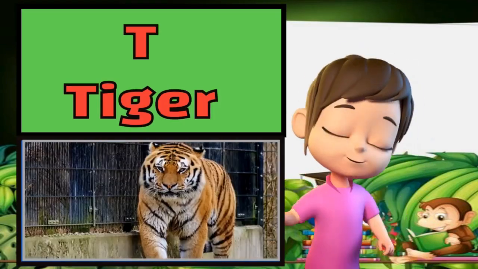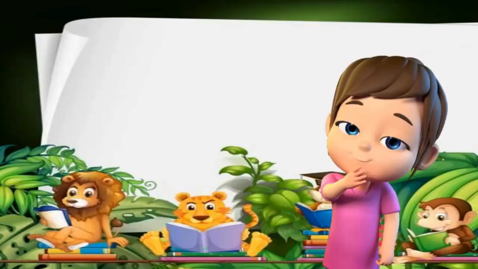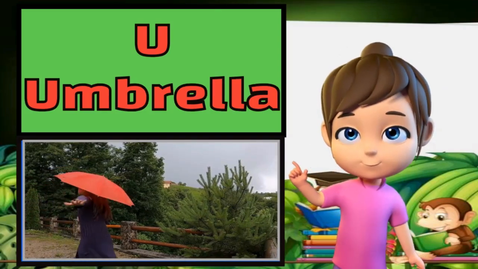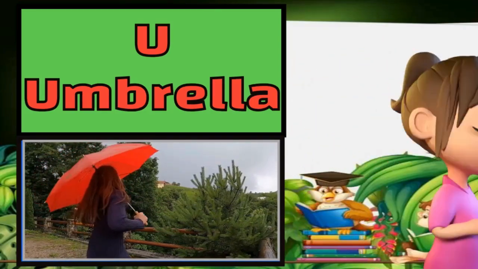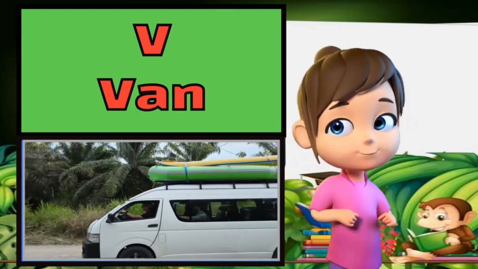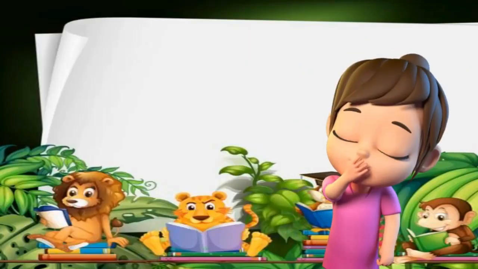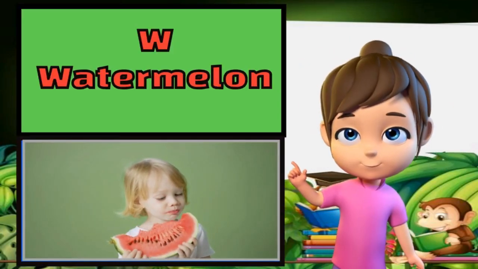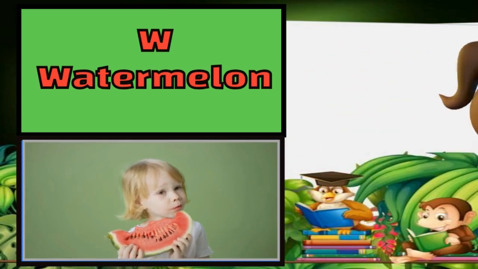T for tiger, this is a tiger. U for umbrella, this is an umbrella. V for van, this is a van. W for watermelon, this is a watermelon.